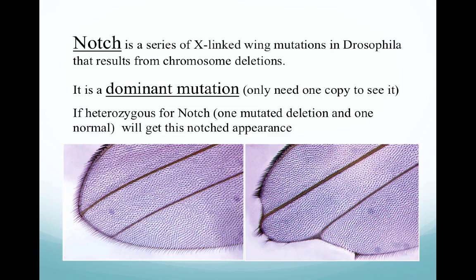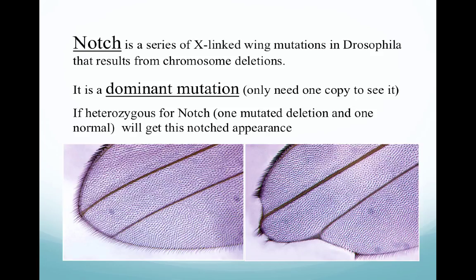An example of this situation would be notching in Drosophila, or in flies. So notch is a series of X-linked wing mutations, and this is going to occur in flies, and those mutations really occur because portions of chromosomes have been deleted. So this notching phenotype is a dominant mutation, so you only need one copy of the gene to see it.